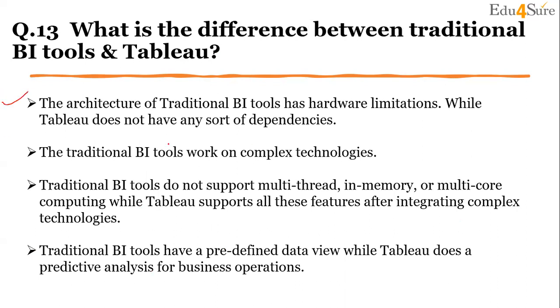So the first point is the architecture. The traditional BI tools have hardware limitations. So this was the issue. While Tableau does not have any sort of dependencies, the traditional BI tools work on complex technologies. But now the technologies have been simplified. So the current tools in the market are totally based on the new technologies, which are not complex, right? Traditional BI tools do not support multi-thread, in-memory or multi-core computing. So basically, they are talking about the tool engine here, right? While Tableau supports all these features after integrating complex technologies. So basically, engine is the main point.